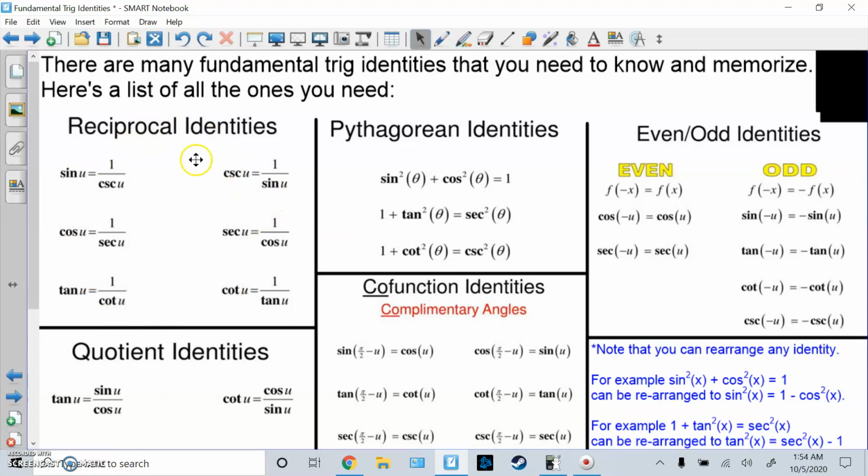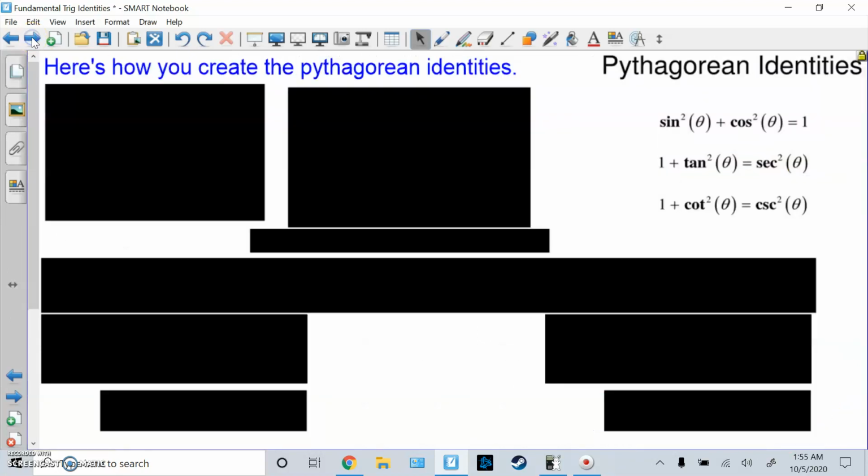In the notes, you can always rearrange an identity. So if you solve for the other function, you'll also get a usable identity. Sine squared plus cosine squared is 1 can be rearranged into sine squared equals 1 minus cosine squared. Also, 1 plus tangent squared equals secant squared can be rearranged to tangent squared equals secant squared minus 1. And I'll show you how to use that in a little bit.